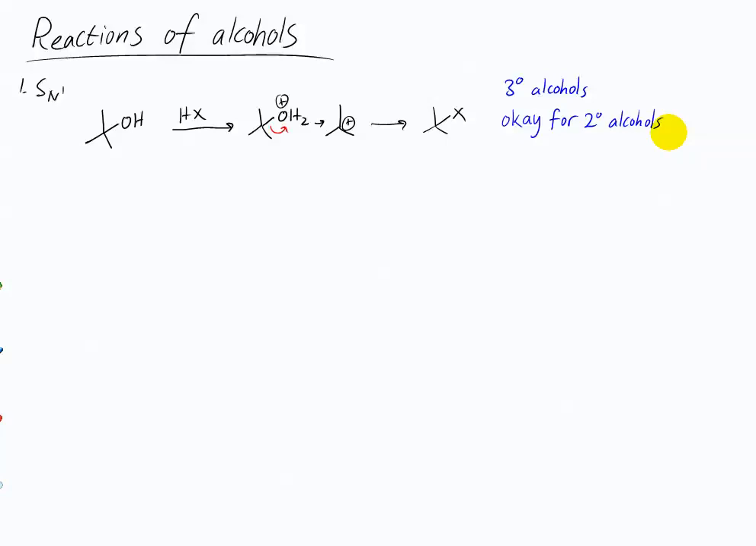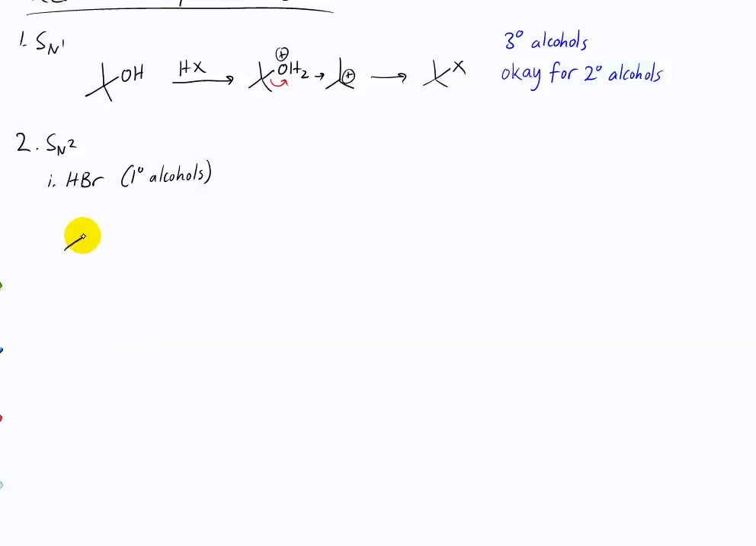So let's go on to the SN2 processes that are going to be a little bit more useful for those reasons. First one is SN2 with HBr. A primary alcohol will react with HBr in the same way. So you'll make a carbocation. It won't leave on its own because it's primary. It'll actually undergo SN2 type substitution with the bromine.